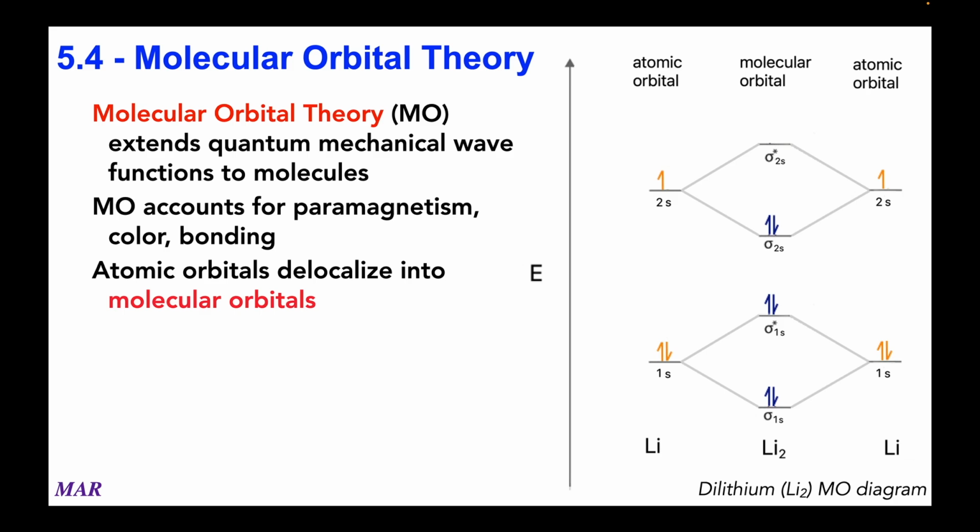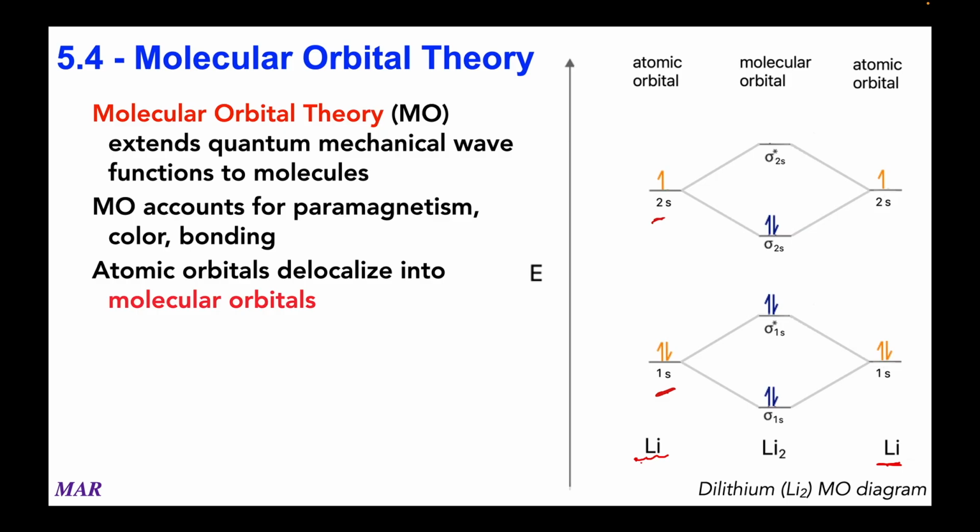If you look on the molecular orbital diagram, on the left side, you have a lithium atom. And lithium, if you remember from chapter 3, is 1s2, 2s1. And that's what you're seeing straight above it. Here's the 1s2, here's the 2s1. Each electron, one spin up, one spin down. On the far right side, you see a second lithium atom, which is also 1s2, 2s1.